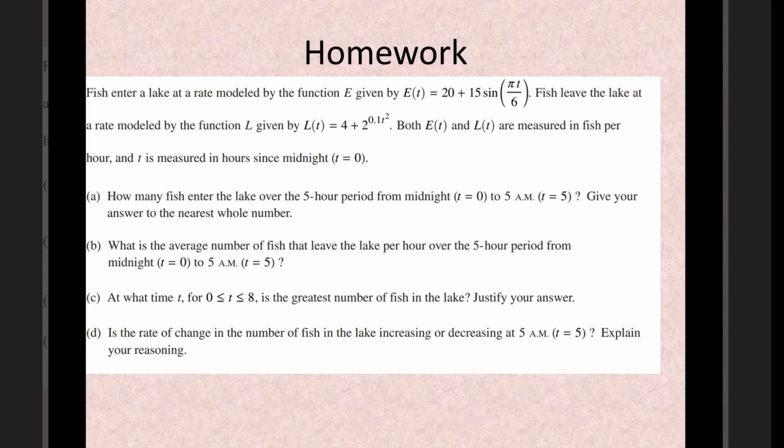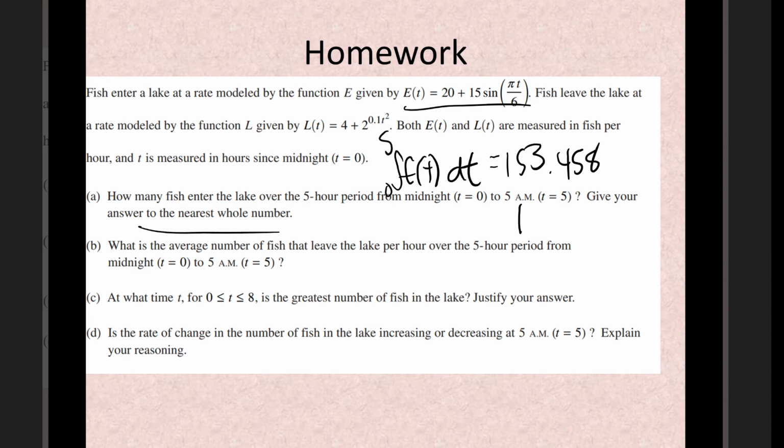First of all, a lot of people got one right because you just had to integrate from 0 to 5 of the number of fish entering, which is conveniently called E of t. Since it just wants how many enter the lake, if you integrate from 0 to 5 of E of t, you should get the answer. It's just on a calculator: 153.458. It says round to the nearest whole number, so you say 153 fish enter the lake.